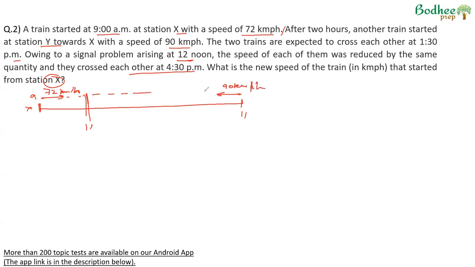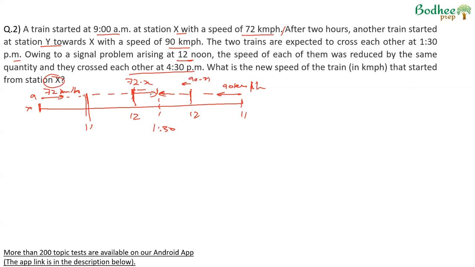They are expected to meet at 1:30. But that does not happen. At 12 noon, the speed reduces by the same quantity. So from here, we can say that the speed of the first train is 72 minus x and that of the second train is 90 minus x.